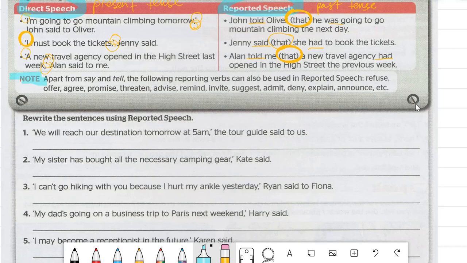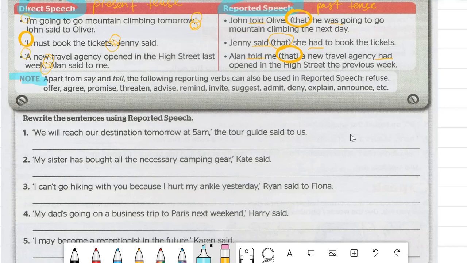Note. Apart from say and tell, the following reporting verbs can also be used in reported speech, such as refuse, offer, agree, promise, threaten, advise, remind, invite, suggest, admit, deny, explain, announce, and etc. Okay, now let's try to rewrite the sentences given here using reported speech.